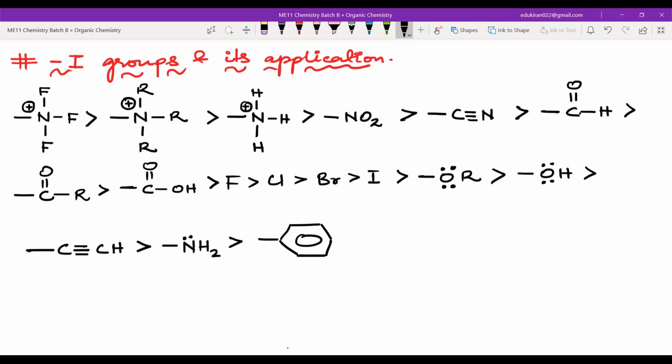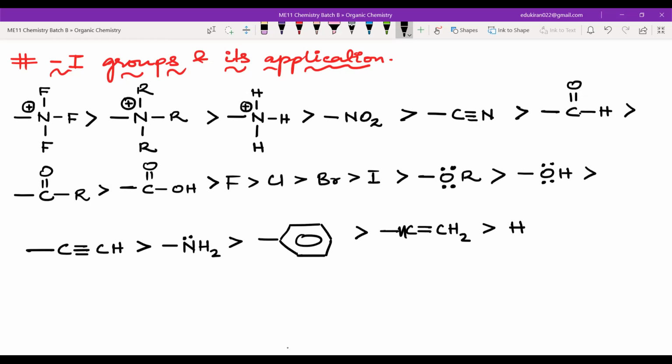The benzene ring, which is followed by a carbon doubly bonded with the carbon CH2, and at last we have the hydrogen. Okay, so these are all the groups which are more electronegative than hydrogen, and that is why these are minus I groups. These are minus I groups.